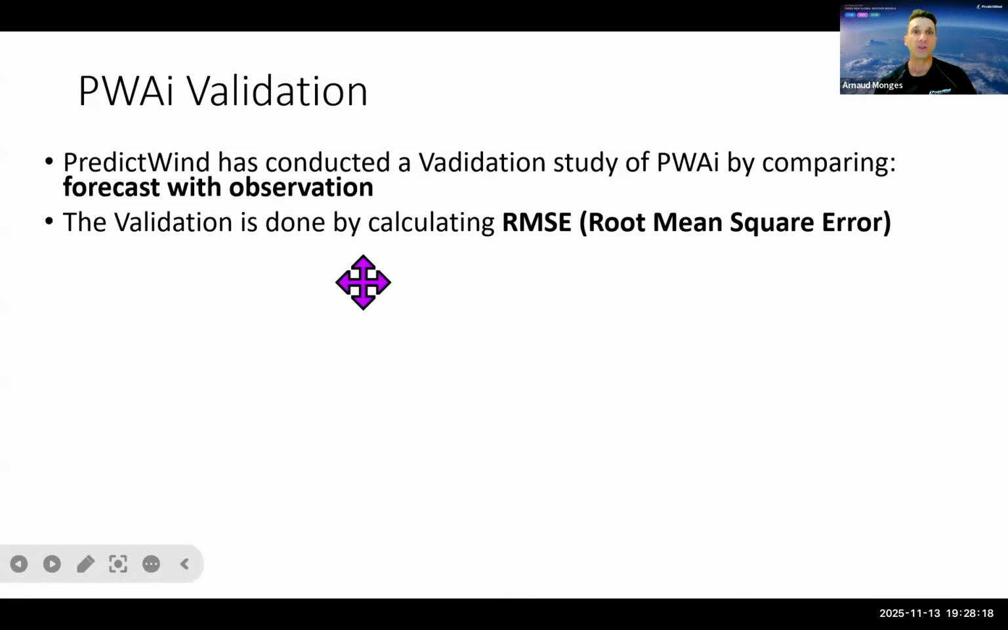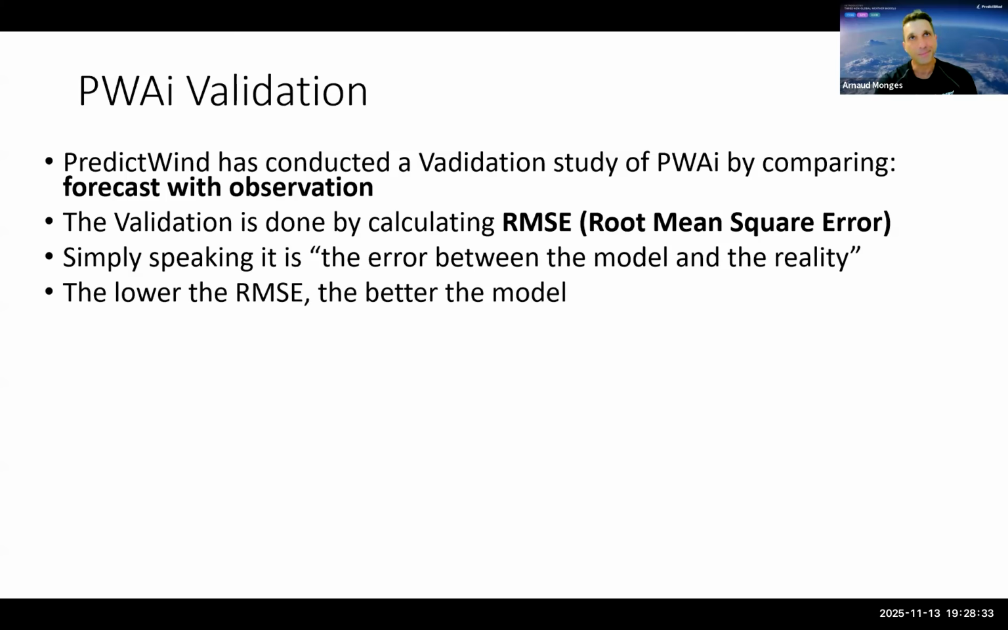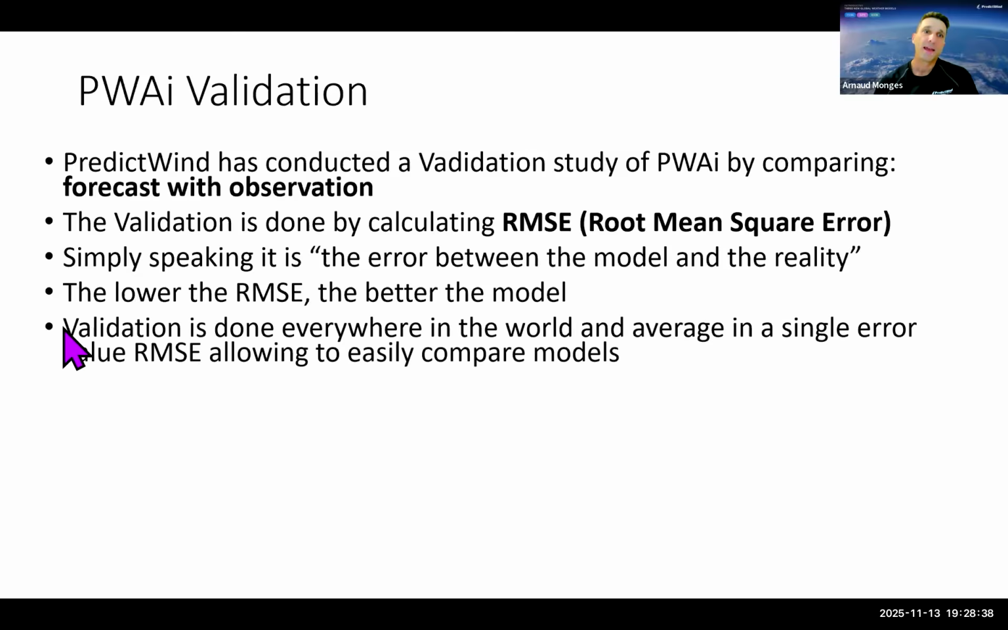So how do we do that? We calculate something that we call the root mean square error. And simply speaking, this is just the error between the model and the reality. And of course, the lower the error, the better the model. And what we've done is a validation study everywhere in the world, and we have averaged this RMSE into one single error. So it's very easy to compare models.